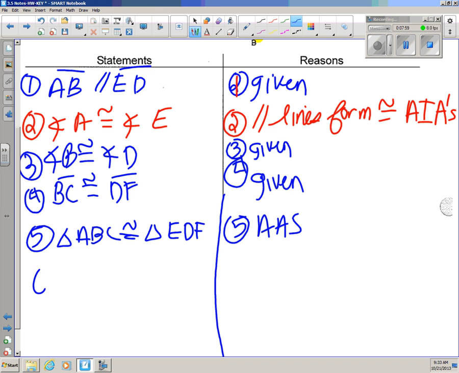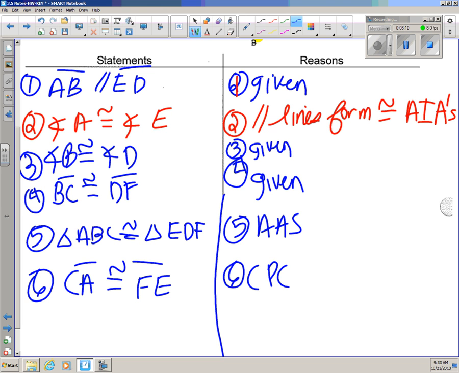Well, now once we've got the congruent triangles, any set of corresponding parts must be congruent. So now we know that line segment CA and line segment FE have to be congruent because corresponding parts of congruent triangles must always be congruent.